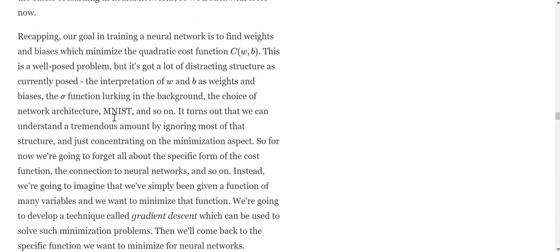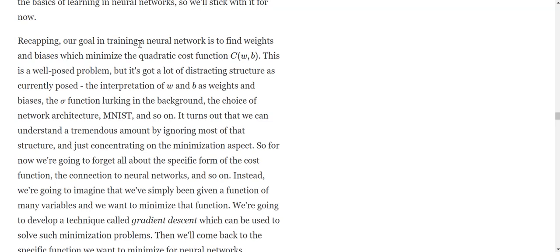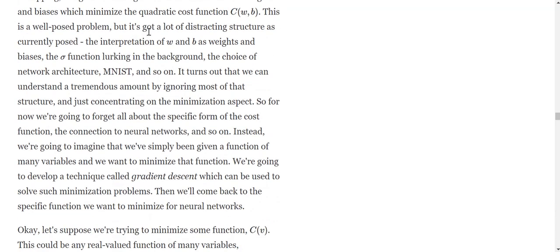Okay, so moving ahead. Recapping, our goal in training a network is to find weights and biases which minimize the quadratic cost function, C of W and B. This is a well-posed problem, but it's got a lot of distracting structure as currently posed: the interpretation of W and B as weights and biases, the sigmoid function lurking in the background, the choice of network architecture, MNIST, and so on. It turns out that we can understand a tremendous amount by ignoring most of the structure and just concentrating on the minimization aspect. So we'll turn our focus only to minimizing the cost function. We're not going to think about everything at the same time, but we'll focus on the task at hand.